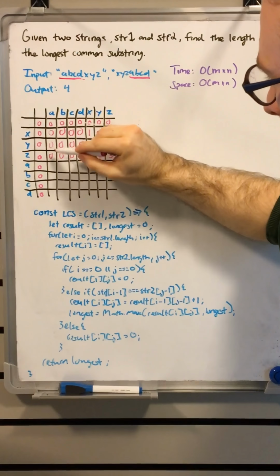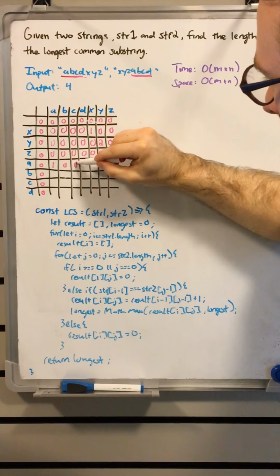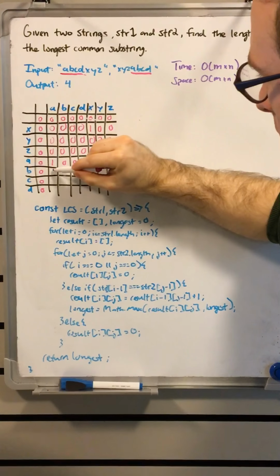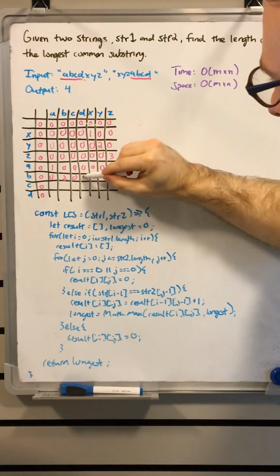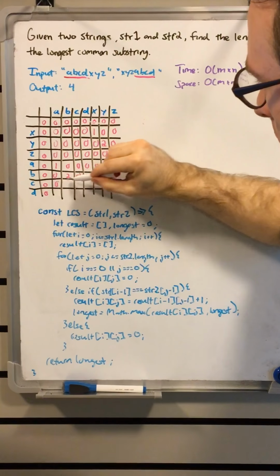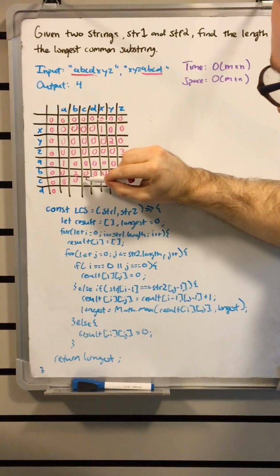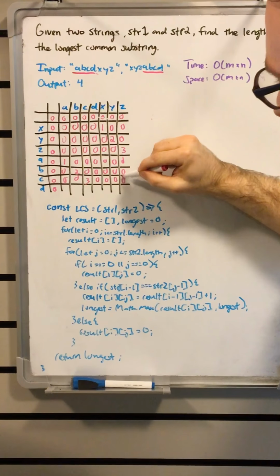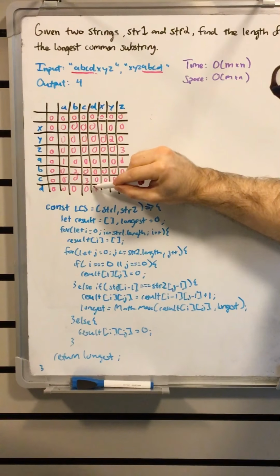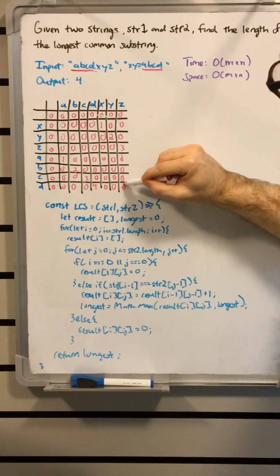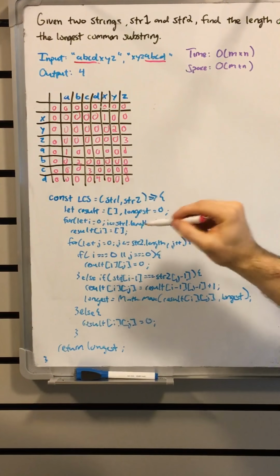And then we go to A. We see that A and A share, so we put a 1, move to B, no, no, no, no, no. Go to B, see that B and B share, add 1 plus 1 is 2. Continue. Do the same with C. See that C and C, that's a 1 plus its diagonal, which is 2, so we get 3. Go all the way down. Do the same thing with D. Add a 1 to its diagonal, we get 4. And that is how we get the longest common substring length of 4 as our output.